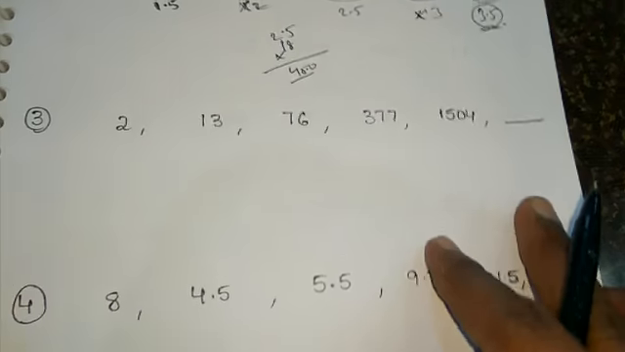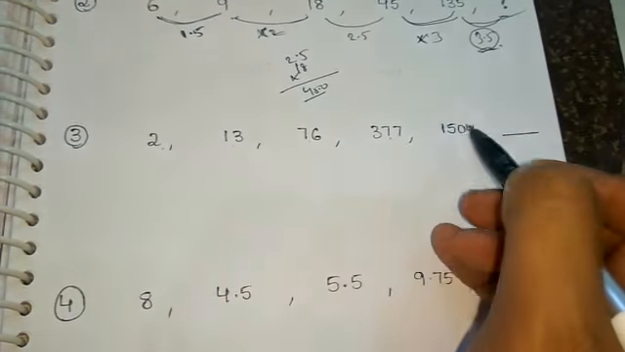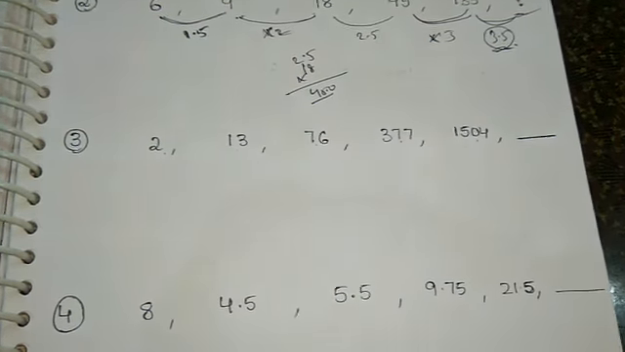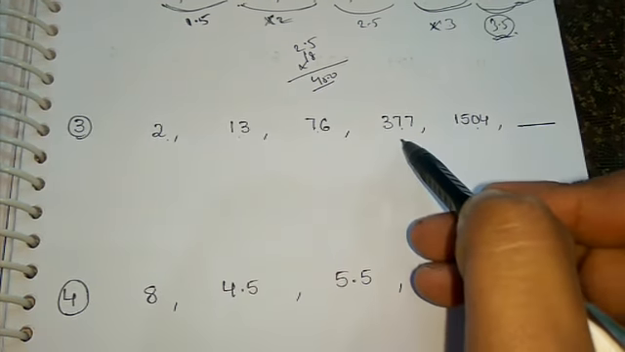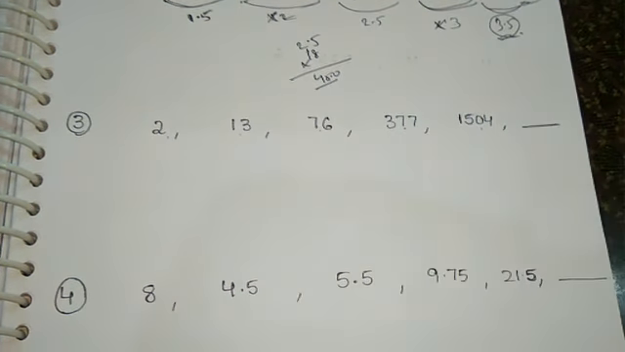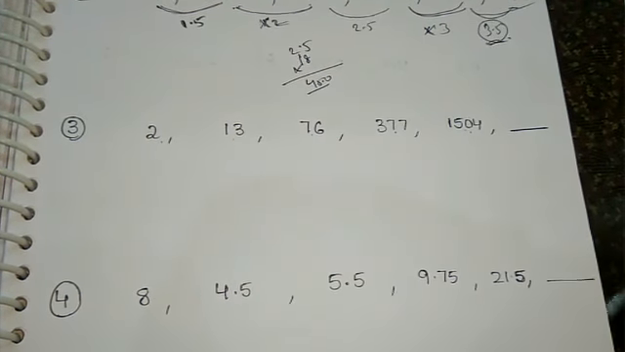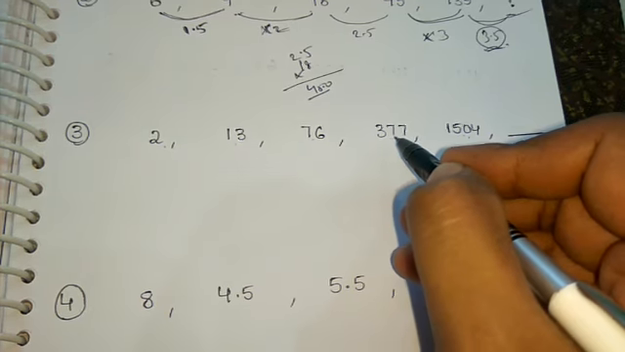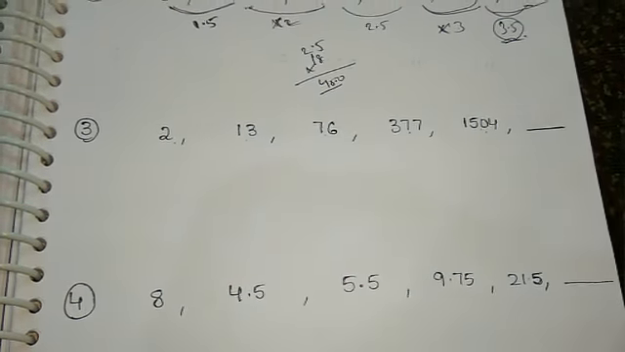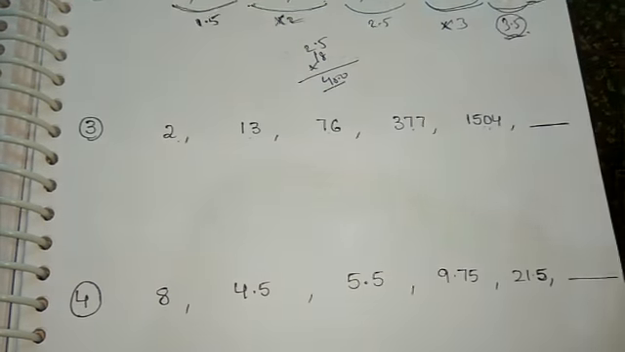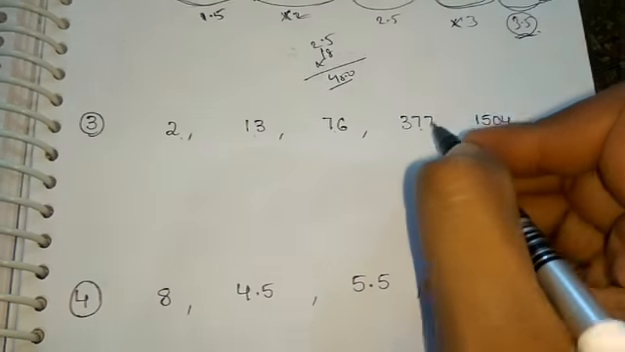See here, we can see another rule. 2, 13, 76, 377, 1504 and the last number. The last number is very much higher than the number before it, right? In this series, the last number is very much higher than the previous number. So there is a possibility that multiplication is going on. There is a 90% possibility that multiplication is going on there. So you should check that possibility first. Okay, so see here.